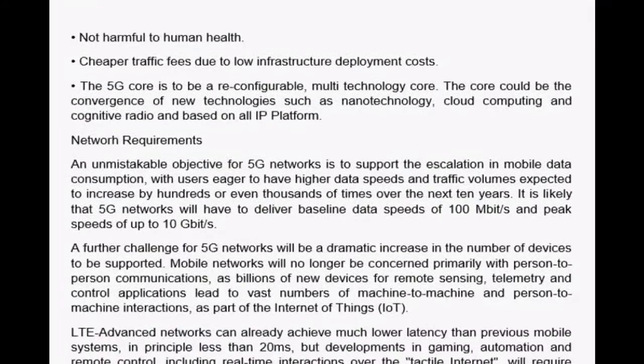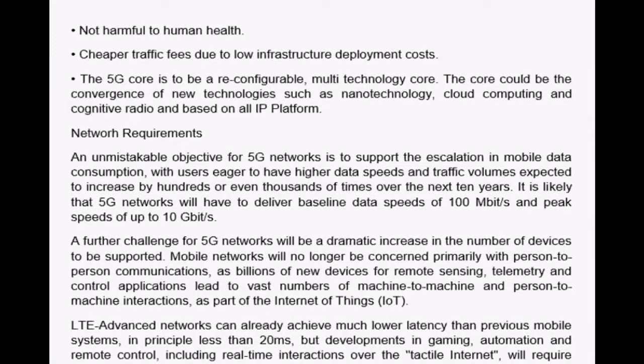And the next is that 5G is not harmful to human health, with cheaper traffic fees due to low infrastructure deployment costs. The 5G core is to be a configurable multi-technology core. The core could be the convergence of new technologies such as nanotechnology, cloud computing, and cognitive radio, and based on all IP platforms. Network requirements.